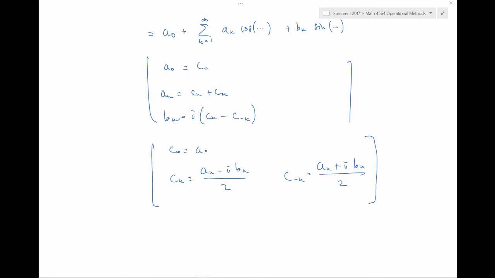So these two series are almost identical twins, except that the complex series is the only one that can represent complex functions. If you have a real function, you can do it with both. If you have a complex function, you have to use the complex series.